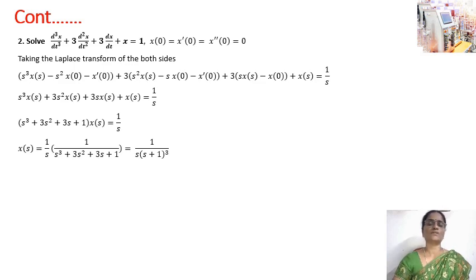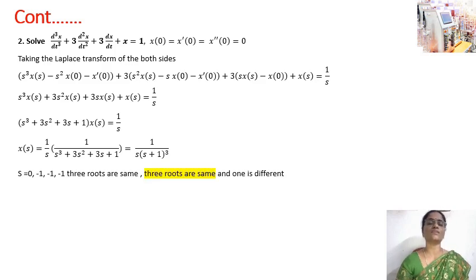How to solve? Now look at the denominator. Before going to solve the problem, we need to analyze the characteristics or roots behavior. Here s equal to 0 is one root. Then look at here s plus 1 whole cube. Here s equal to minus 1, minus 1, minus 1. All three roots are same. Here what are the roots? 4 roots we have. s equal to 0 is one root. Then minus 1, minus 1, minus 1. All three remaining roots are same.